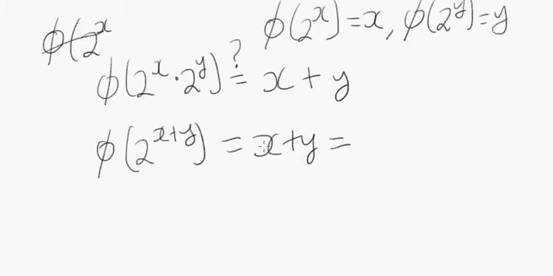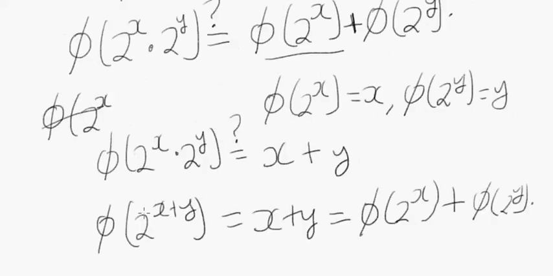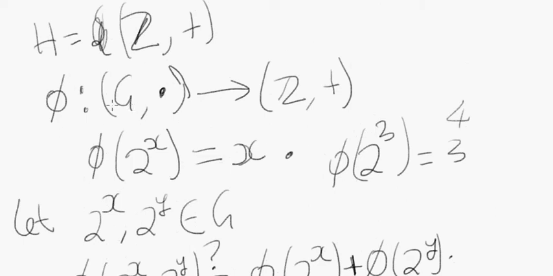And we know that phi of 2 to the x is x, as we just saw here. So this x can be replaced by phi of 2 to the x, and this y can be replaced by phi of 2 to the y. So indeed, we have ourselves a homomorphism here. This is actually a homomorphism between the group of powers of 2 less than or equal to 3, and the set of all real numbers, Z plus. All right.